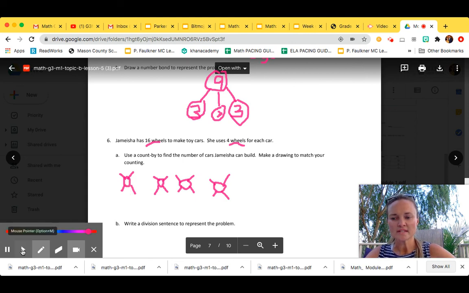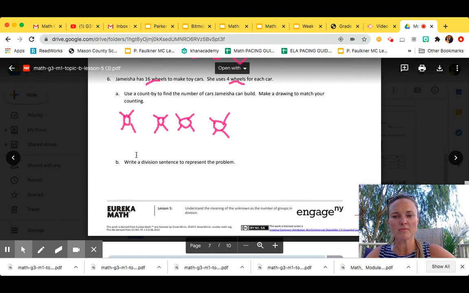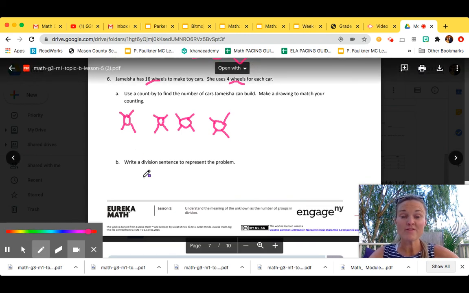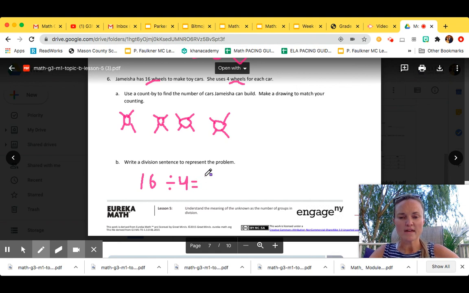Write a division sentence to represent your problem. So I'm going to move up just a little bit, and I'm going to write a division sentence. Remember that very first number is going to be your biggest number, or your total, which was 16 wheels. Each car had to have 4 wheels. And so we found out that we ended up getting 4 cars. Okay, so make sure you have your units. If you do not have your units of cars, go ahead and write that in on your paper.